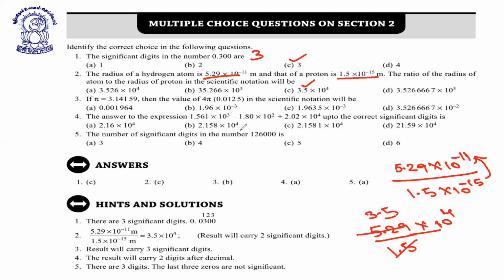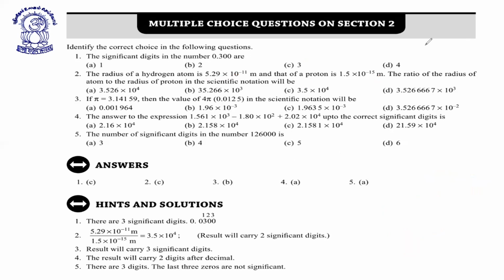Next, if pi is equal to 3.14159, then the value of 4 pi into 0.0125 in scientific notation will be. So in scientific notation, you have to convert all the zeros into tens powers. So the third answer is option B, that is 1.96 × 10 to the power of minus 3. If you multiply, you will get the answer clearly. Next, fourth one.